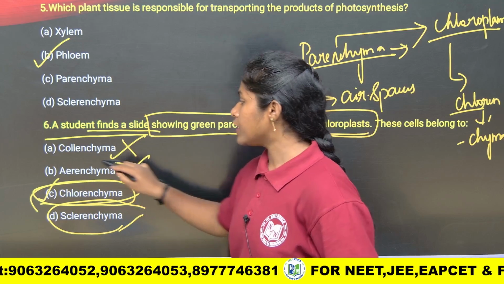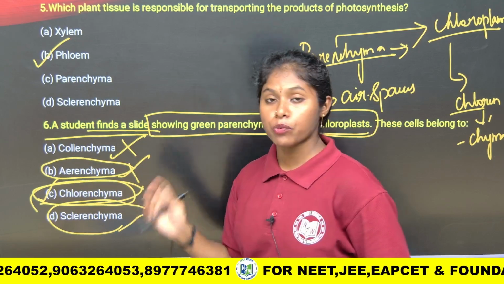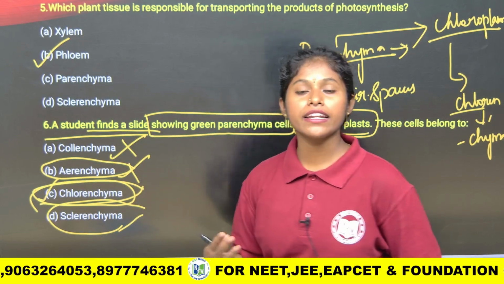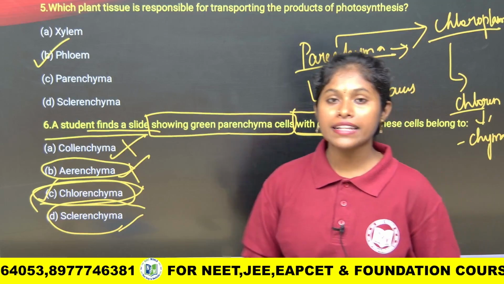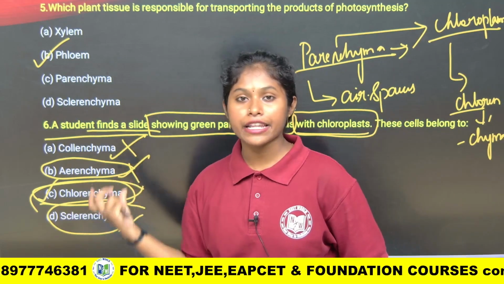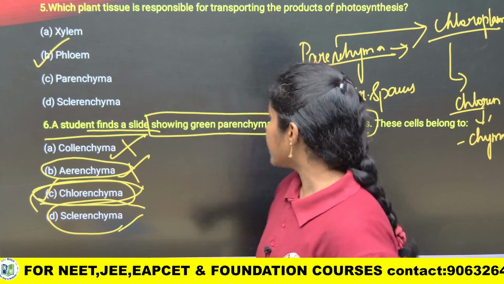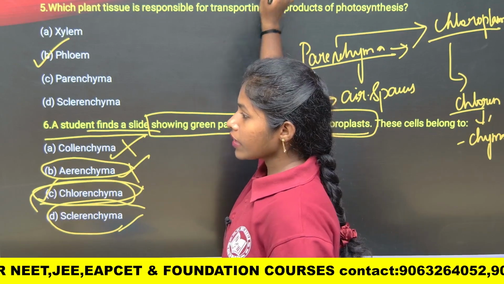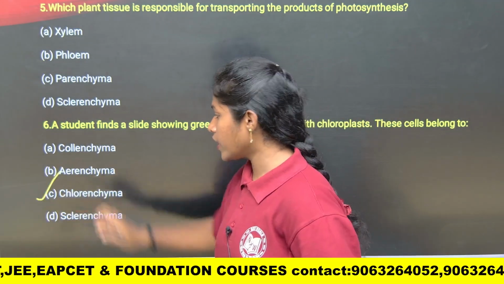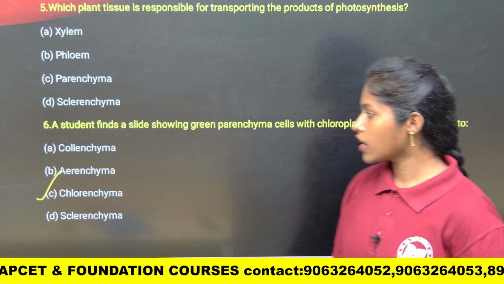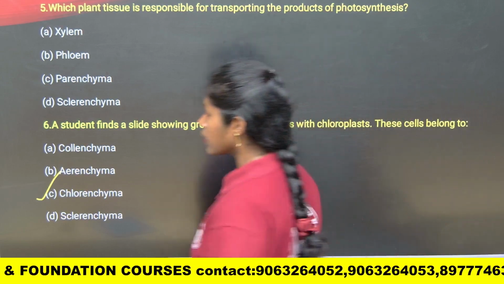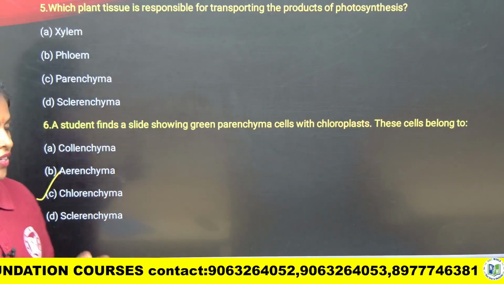For which plants is the aerenchyma mostly seen, children? They are in hydrophytes. For the water plants, the buoyant condition is due to these air spaces present in the parenchyma, right? So here, for this question, the answer is chlorenchyma. Right? So these are the level 2 questions, children.